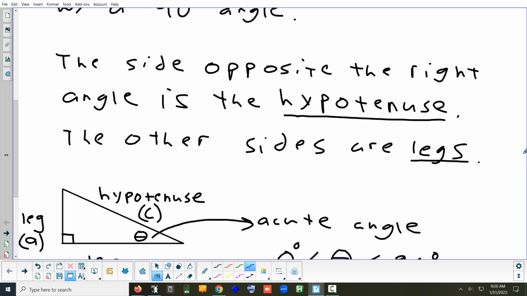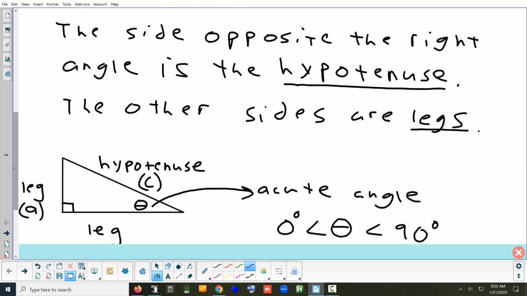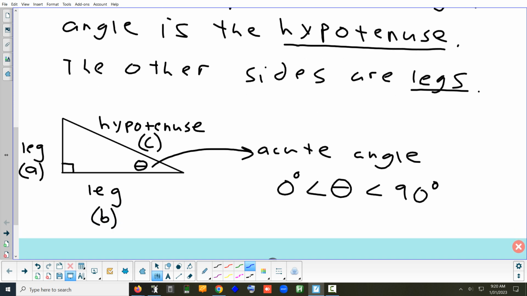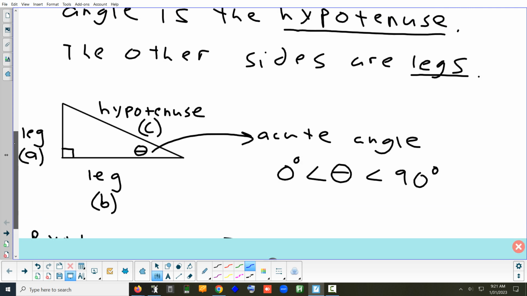Now, when we label sides in a triangle that we don't know, we use a variable. Just like anything else we don't know in algebra, we use a variable. And the variables that we use most of the time in a right triangle are A and B for the two legs, and we use C for the hypotenuse. You don't have to use those letters, but most people do. And there's a certain theorem based on a right triangle that uses those letters. Does anybody know what theorem I'm thinking of? Pythagorean. Yep, we're going to talk about the Pythagorean theorem in just a second.